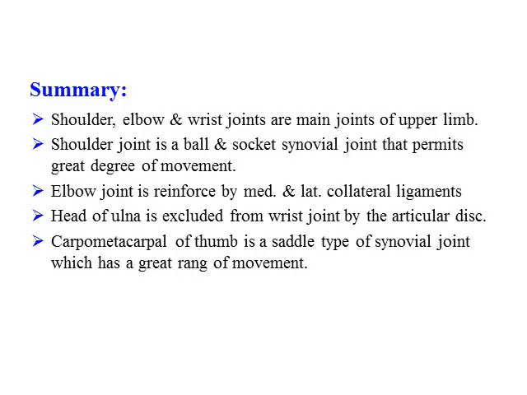In summary, shoulder, elbow, and wrist joints are the main joints of the upper limb. Shoulder joint is a ball and socket synovial joint that permits a great degree of movement. Elbow joint is reinforced by medial and lateral collateral ligaments. The head of ulna is excluded from the wrist joint by the articular disc. The carpometacarpal joint of the thumb is a saddle type of synovial joint which has a great range of movement.